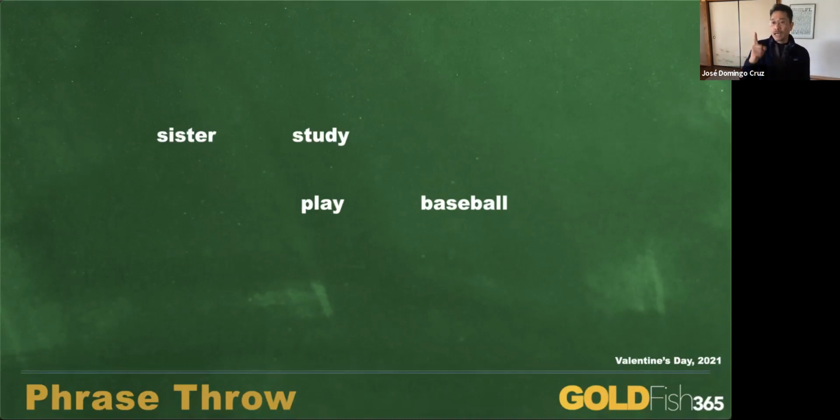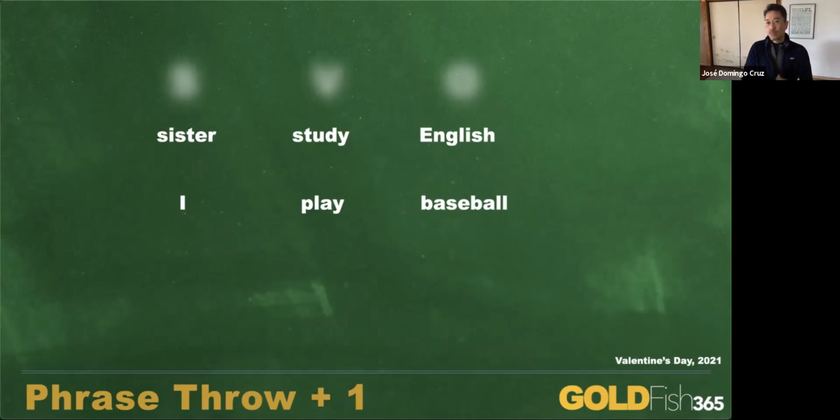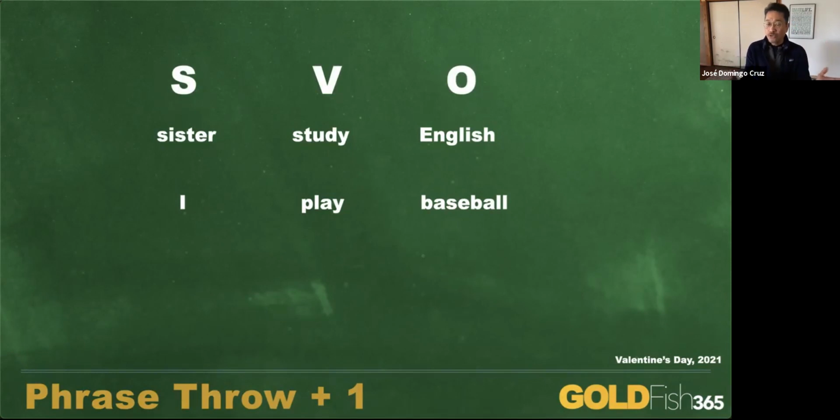Let me show you guys how close you are to actually saying full English sentences. If you took either one of these and you added one more word, the appropriate word that was missing, like sister, study English, or in your case, you were talking about yourself, I play baseball. Do you realize that is what I told you would be the goal of this class, that you guys would learn how to speak in subject, verb, object? Sister, study English communicates to me exactly what you're thinking.